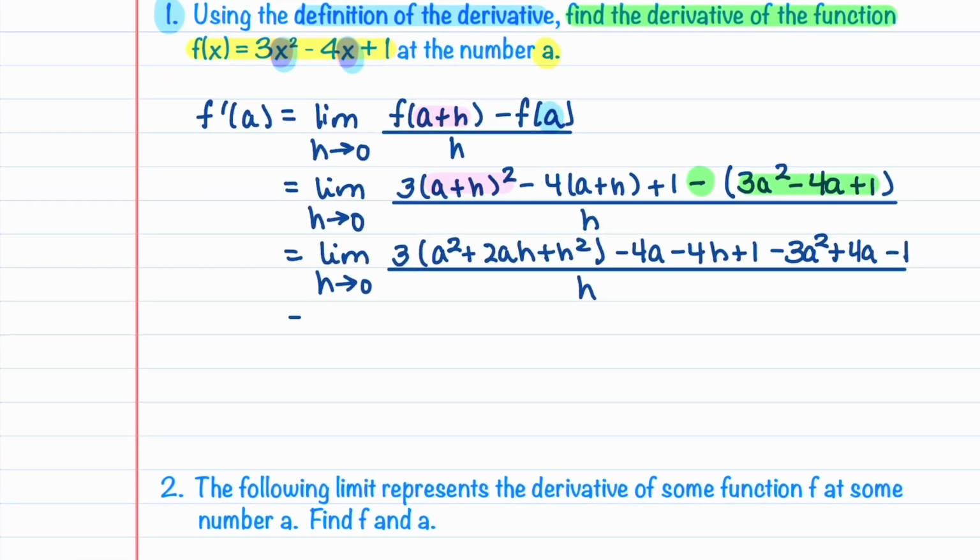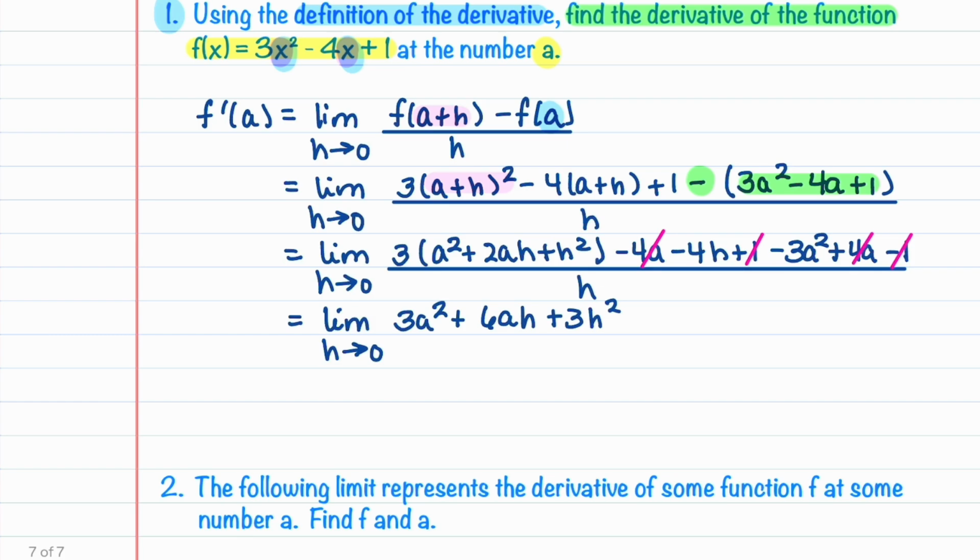Now all we have to do is multiply things out. This is the limit as h goes to 0, 3a squared plus 6ah plus 3h squared. And now before we go ahead and copy down all those terms again, let's see if anything cancels. Do you see that the minus 4a cancels with the 4a and the 1 cancels with the 1? Now we don't have to write those down again. And all we have to write down is minus 4h minus 3a squared. And then we have our h in our denominator.